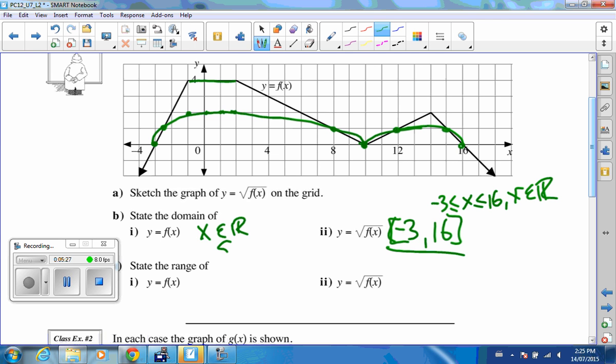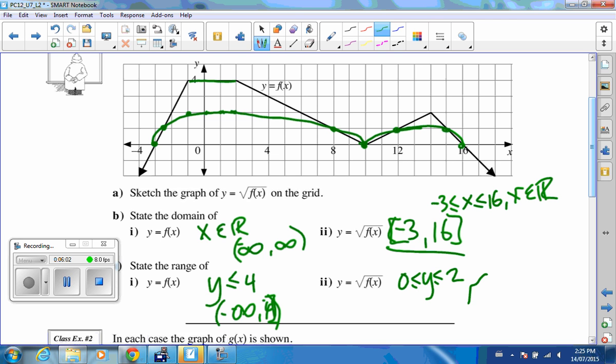Or, try that again and actually draw a bracket from -infinity to +infinity, non-inclusive. The range would be y is less than or equal to 4, or from -infinity to 4. My range over here is going to be y is between 0 and 2, or 0, 2, both inclusive.